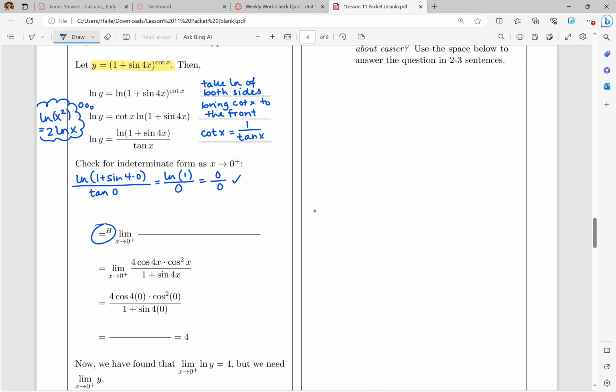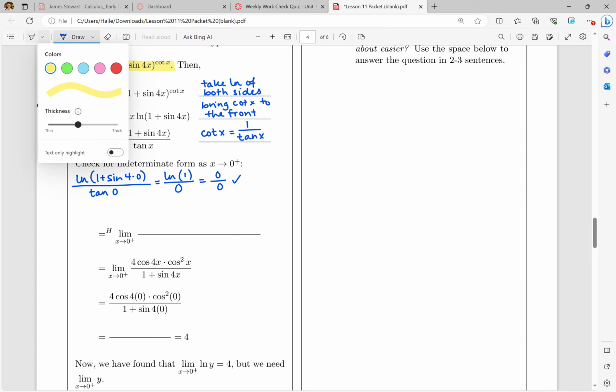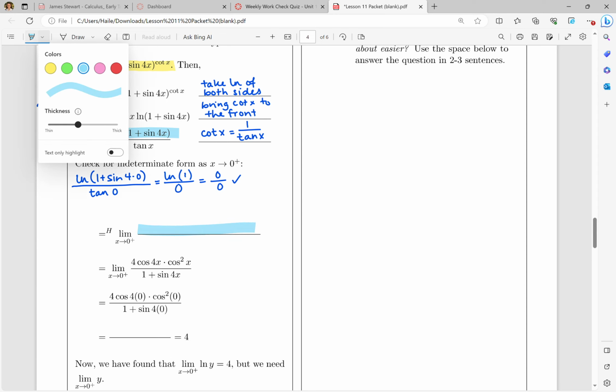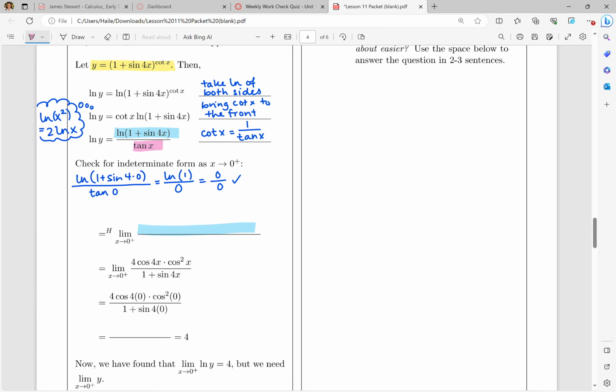So we indicate that we're using L'Hopital's rule, and then we take the derivative of the top of the function and the derivative of the bottom. Let's do blue and pink. So the numerator, I'm going to color code blue, and the denominator, I'm going to color code pink, just so you see where those derivatives are corresponding down here.